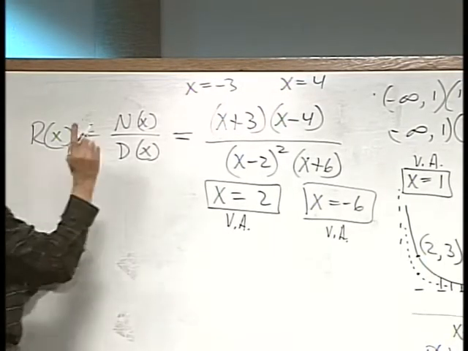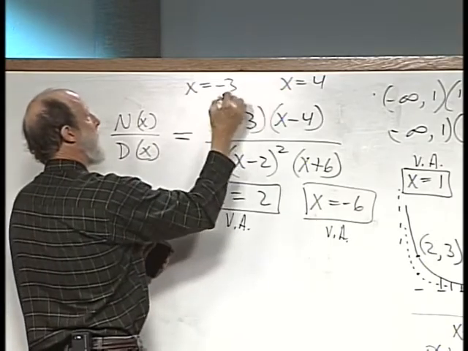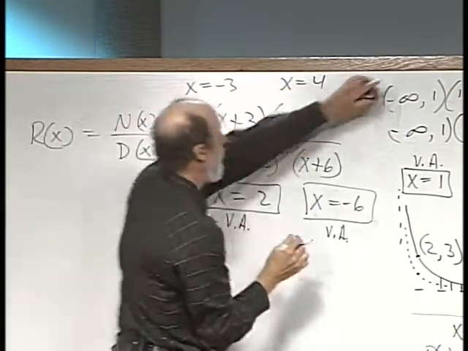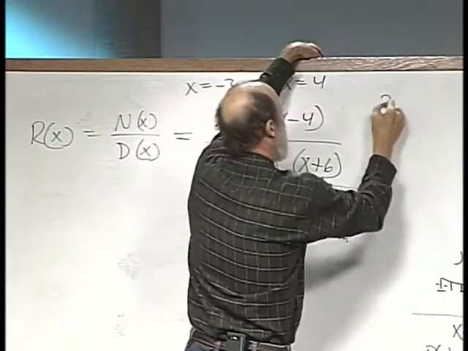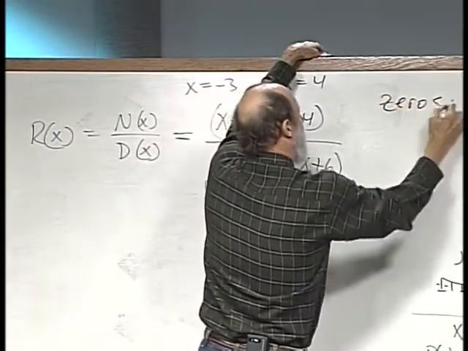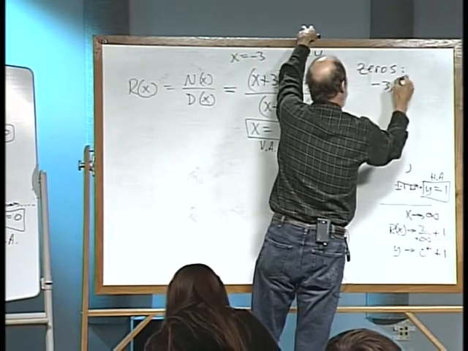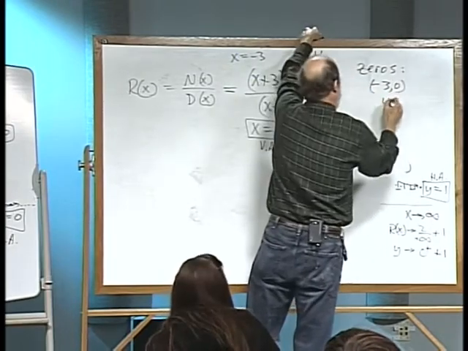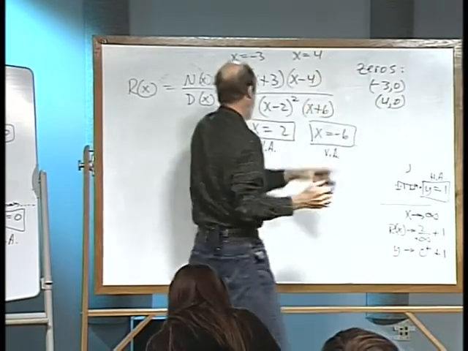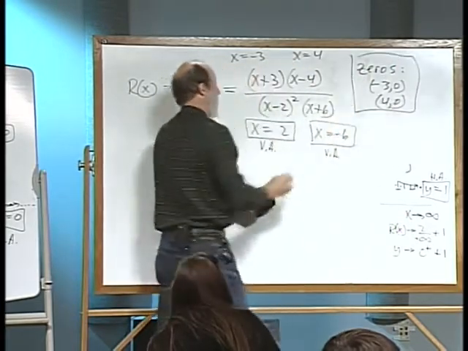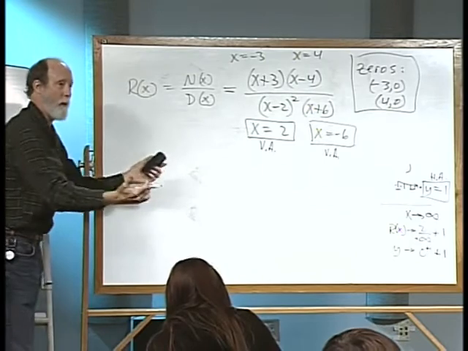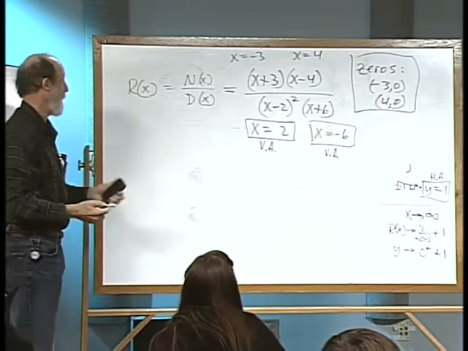Okay, so we're going to have zeros at -3, 0. Let's see if I can tuck that information in over here. Zeros at -3, 0, and at 4, 0. And then we've got our vertical asymptotes already laid out here. So we got some good information from which we could start drawing some of this.